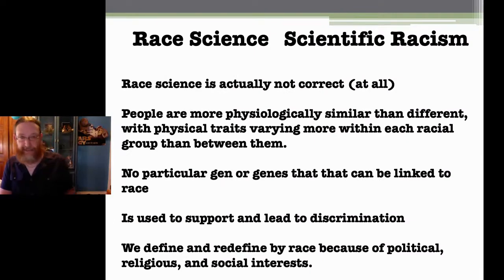Race science, not correct at all. People are more physiologically similar than different, with race traits or physical traits varying more within each racial group than between them. But we can't link any gene or genes to race, and we know that it's been used to support and lead to discrimination, right? Almost exclusively throughout history. We define and redefine by race because of political, religious, social interests.